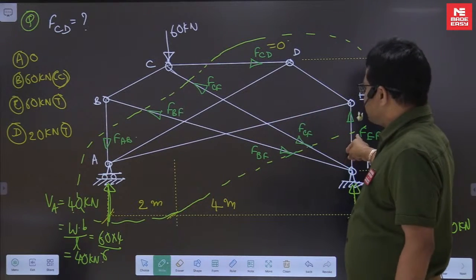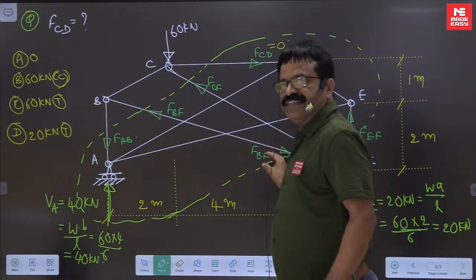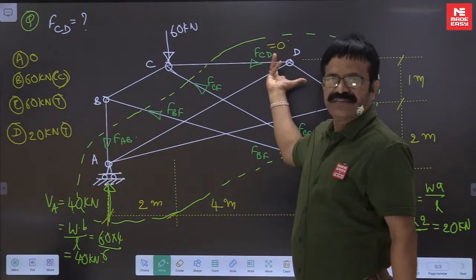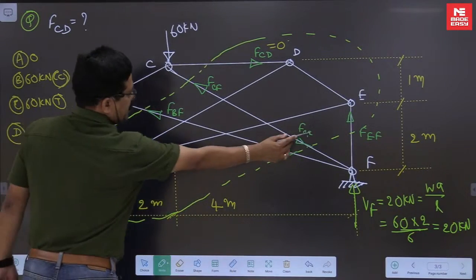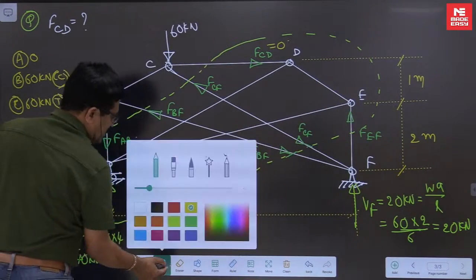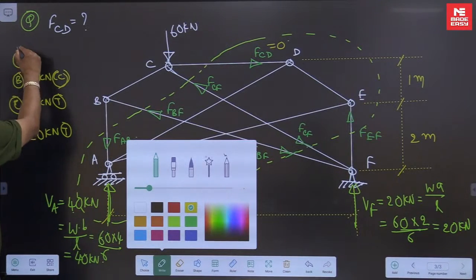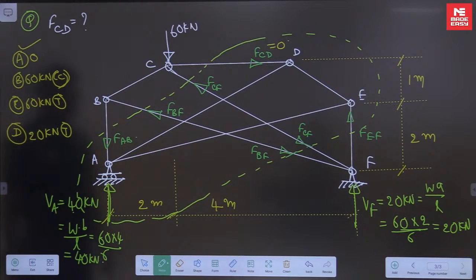Now another members that are cut is only 3. 1, 2, 3. Out of these 3, 2 are vertical. So if I write sigma x 0, this has no influence. So FCD, FAB and FEF in the sigma x direction, they will not come into picture. So FCD will become 0. So force in the member CD is 0.